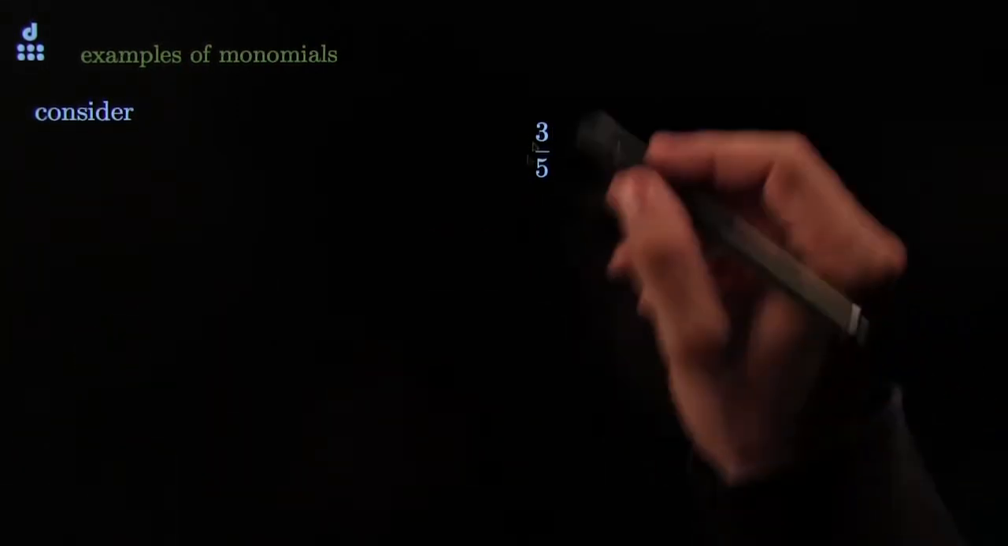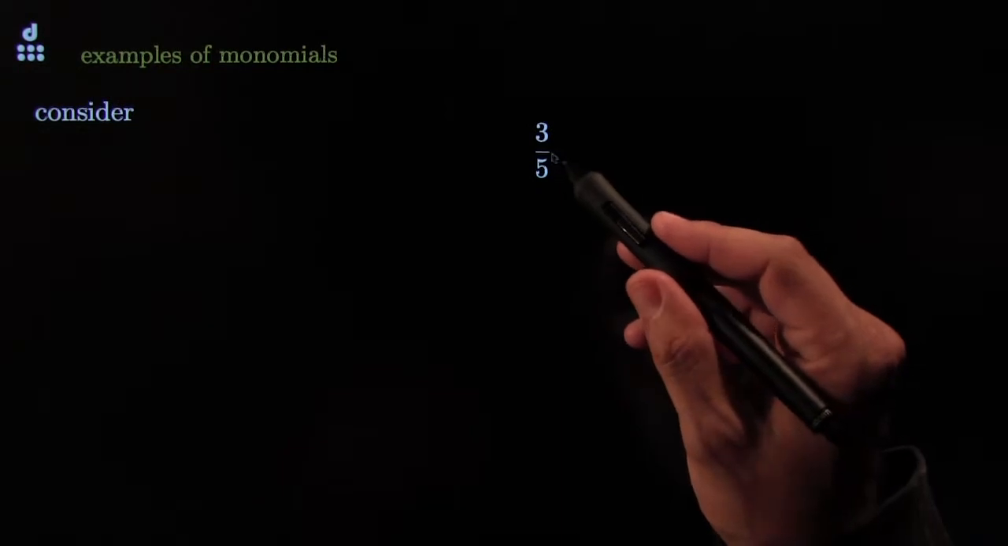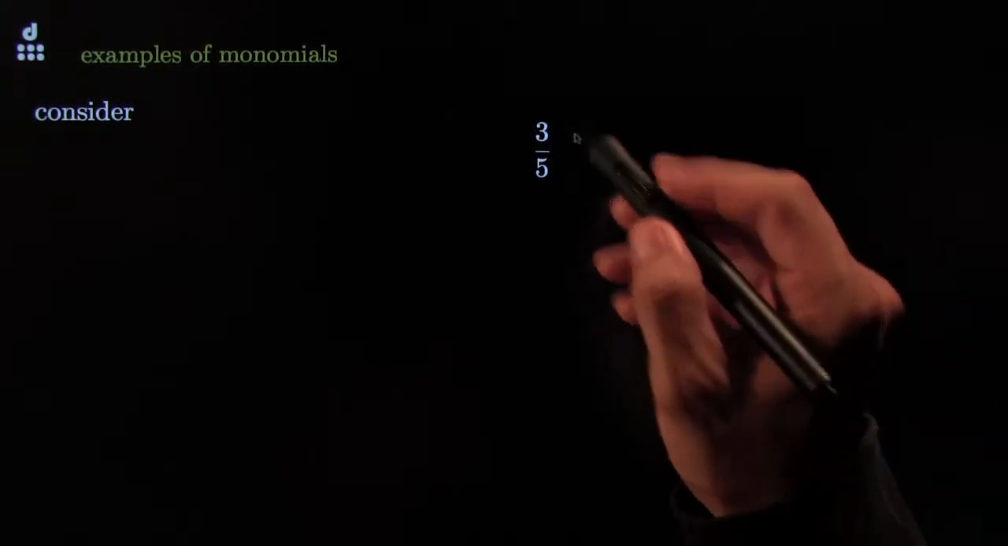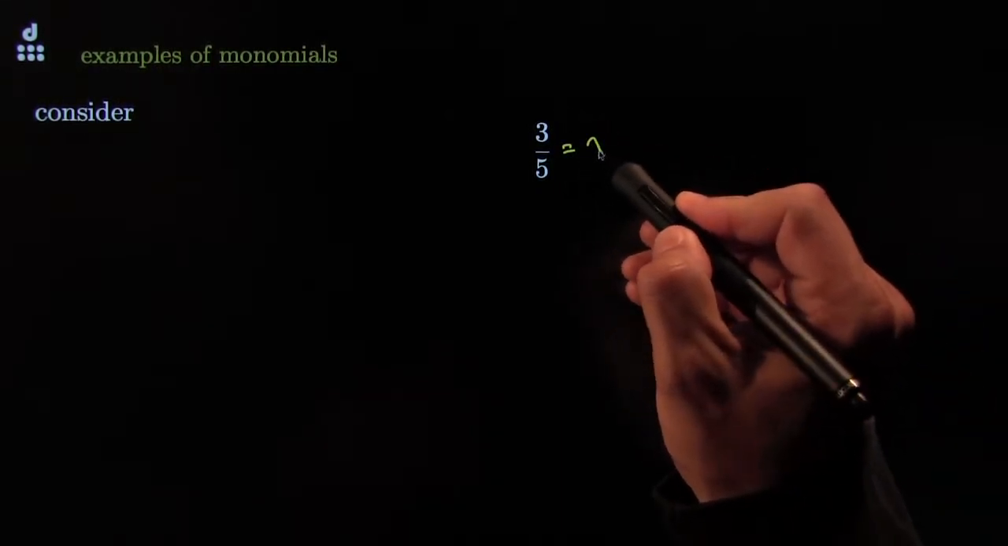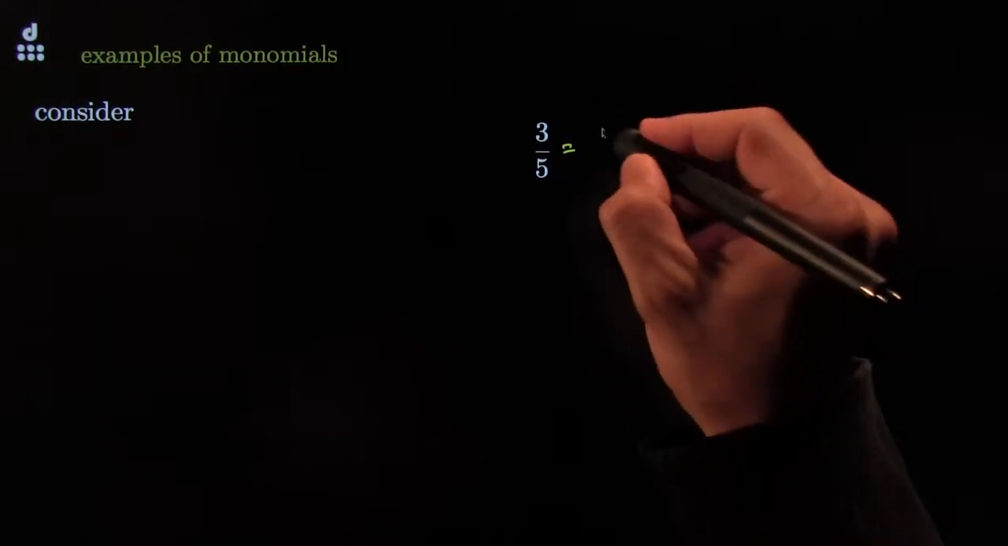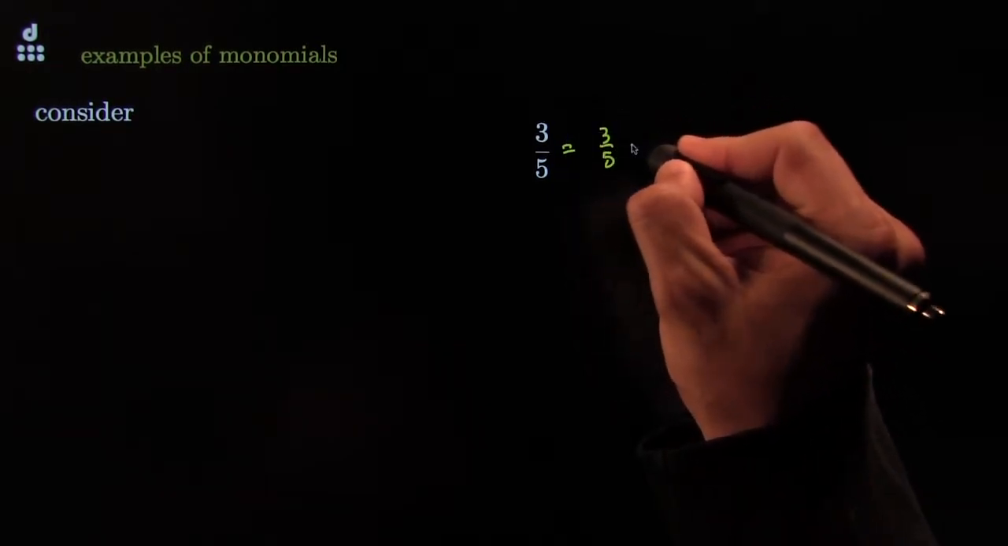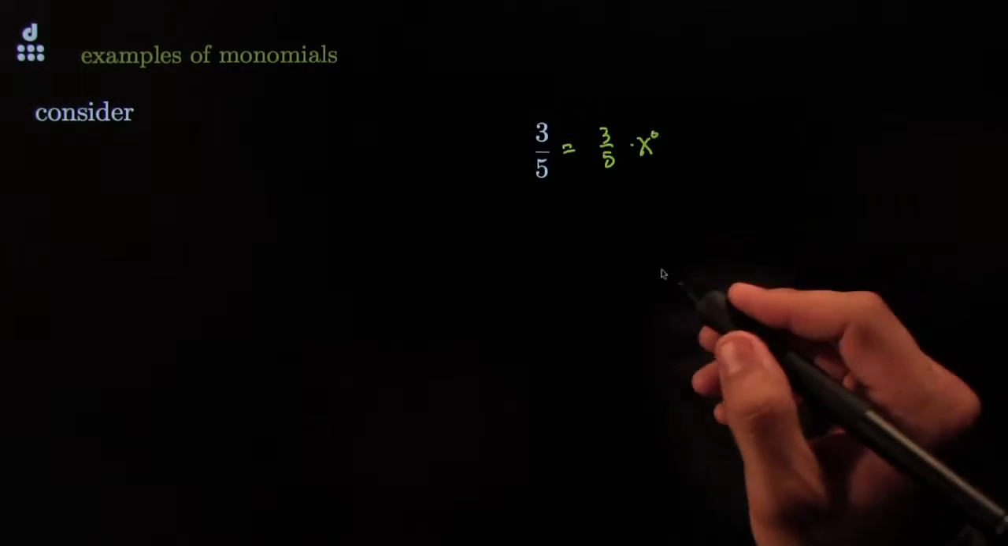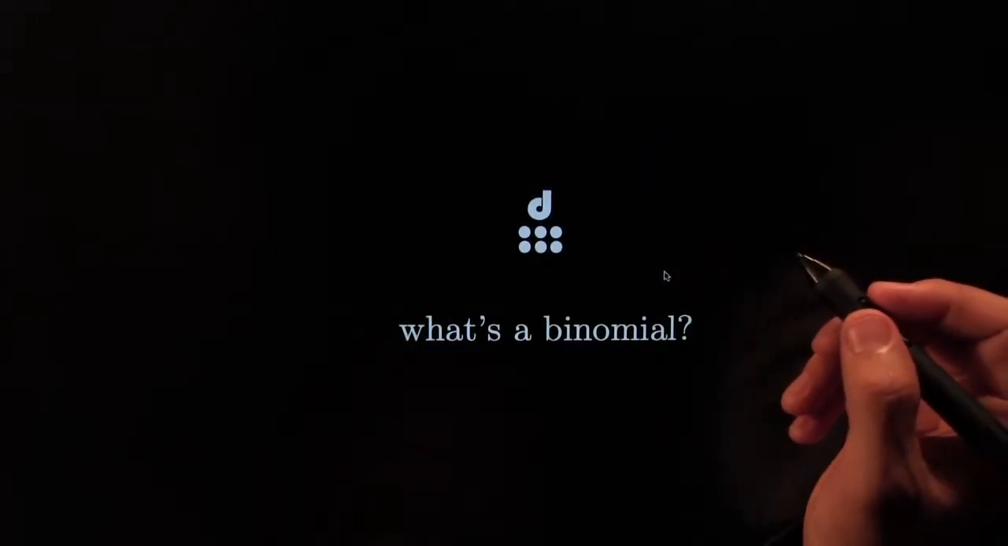Okay. Fractions are okay. That's a degree 0 monomial. Degree 0 because there's no x, or if you like, you can say that this is 3 over 5 times x to the 0. So there you go, degree 0 monomial. Alright, so much for that.